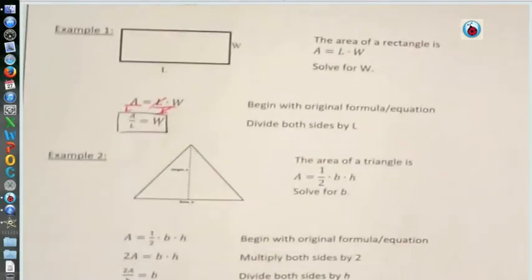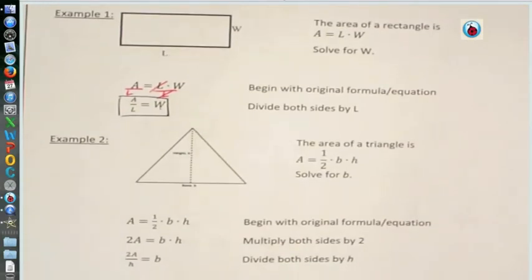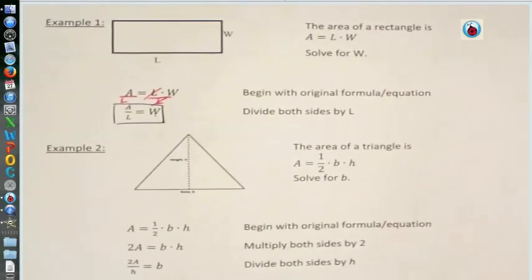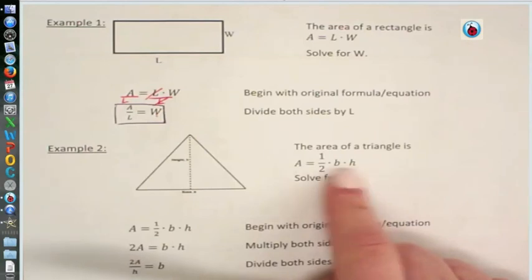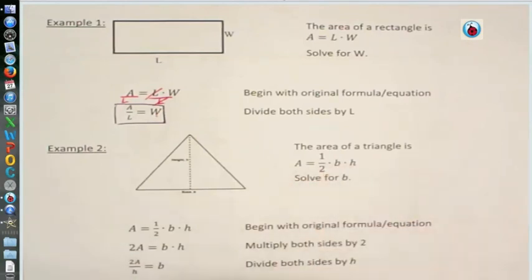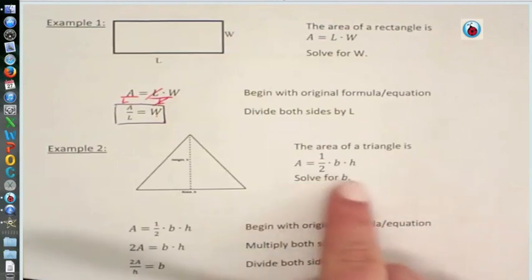Here's another example from geometry. The area of a triangle is 1/2 times base times height. Sometimes this is also written as base times height divided by 2. It's the same thing, but we'll use 1/2 times base times height for right now. We're going to solve for B, the base.